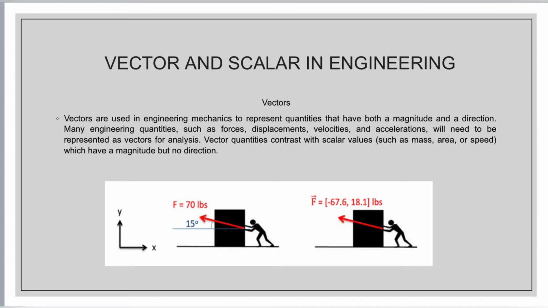Vector and scalar in engineering. Vectors are used in engineering mechanics to represent quantities that have both a magnitude and a direction. Many engineering quantities, such as force, displacement, velocities, and acceleration, need to be represented as vectors for analysis. Vector quantities contrast with scalar values such as mass, area, or speed, which have a magnitude but no direction.